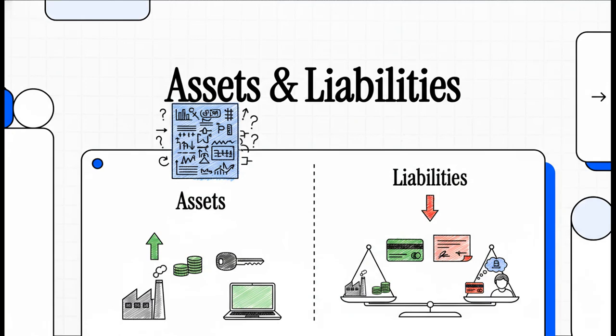Have you ever looked at a company's financial report and just felt completely lost? I get it. It can feel like you're trying to read a different language. But what if I told you the core ideas are actually pretty simple? Today, we're going to crack that code, focusing on two of the biggest words you'll see: assets and liabilities.